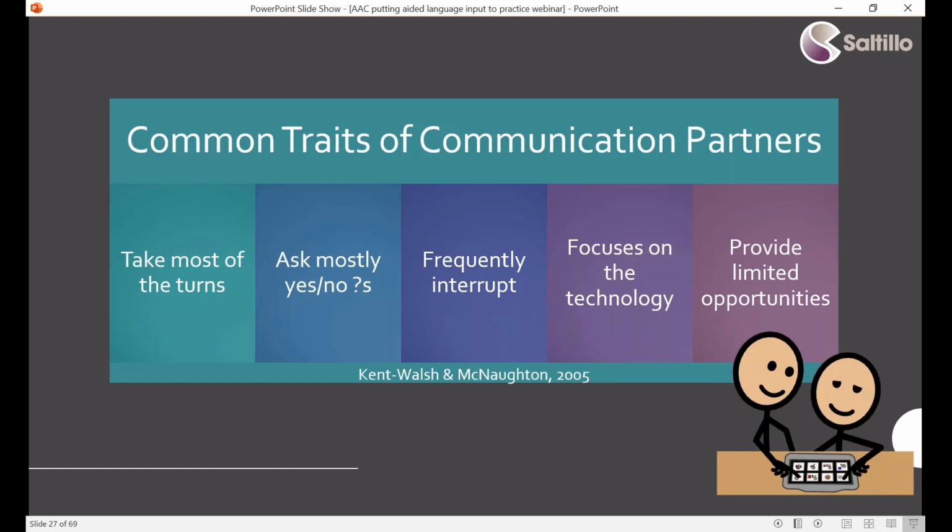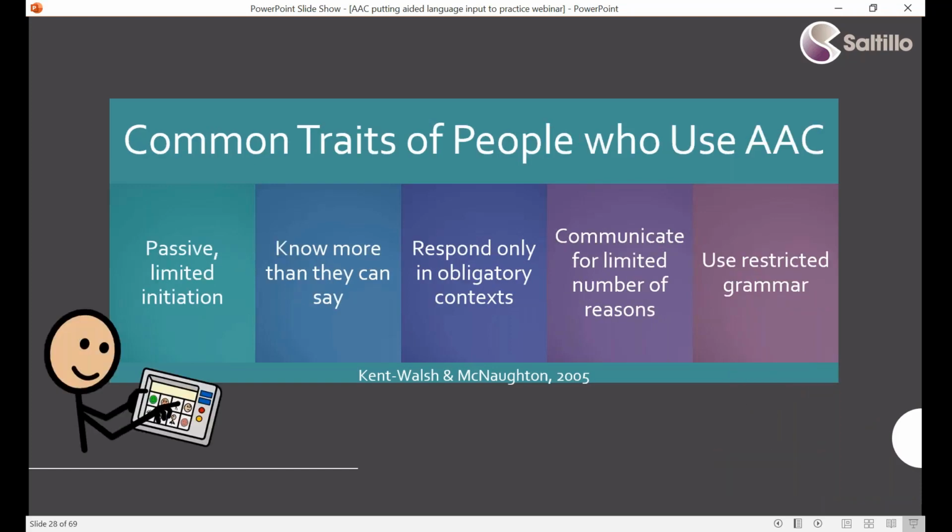Another thing that we do is focus more on the technology than the person, so thinking more about how to program the device or those techie aspects versus the person using it. And then, of course, by doing this, we end up providing a limited amount of communication opportunities for the person who uses AAC. Now, on the flip side, we've also come up with common traits for people who use AAC.